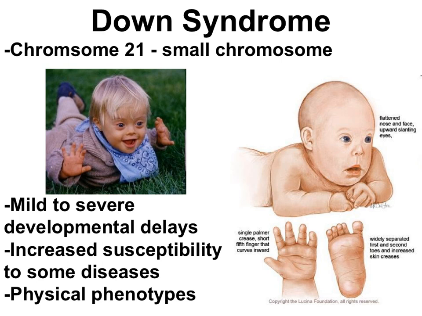There's increased susceptibility to some other diseases, and the physical phenotypes that are shown here. You can see some phenotypes in the hands and the feet, but what a lot of people notice first about a person with Down syndrome are the facial phenotypes that you can see in this diagram and on this cute little baby over here.